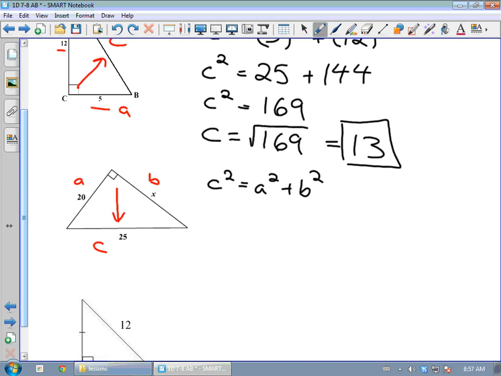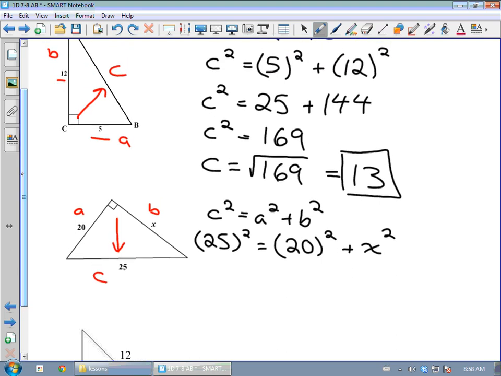C is 25. So on the left side of this equation, we are going to have 25 squared. A is 20, so we're going to have 20 squared. And B and X are just two labels for the same side. So instead of B squared, I'm just going to have X squared. Now this one is a little different from the last one because we have a number over here equals a number plus this unknown. Whereas in our first example, we had our unknown C on the left-hand side all by itself.